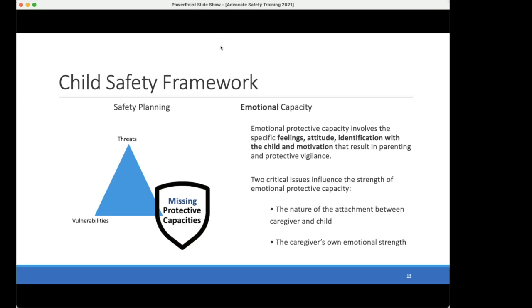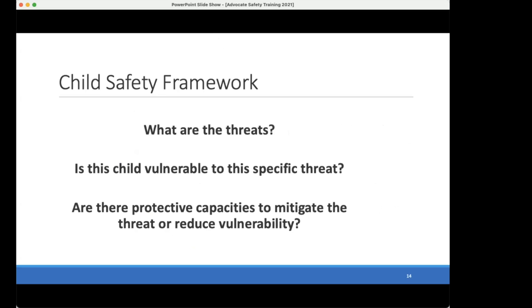In summary, what are the threats? Is the child vulnerable to this threat? And are there protective capacities that we can put in place to mitigate or reduce the threat and keep the kids safe?